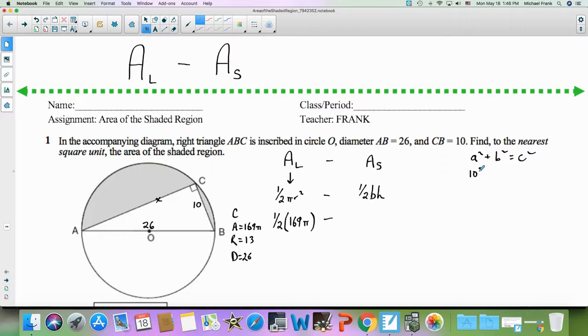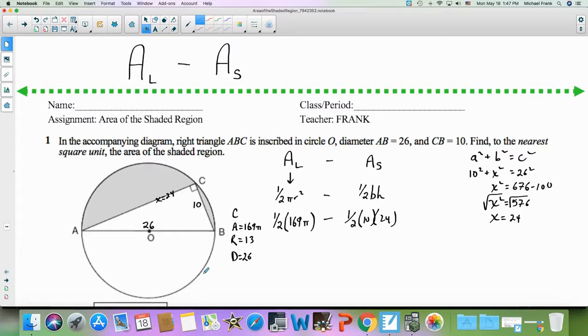One of my legs is going to be my a. I'm going to make the other leg my x, and it's going to be equal to 26 squared. So x squared plus 10 squared, which is 100, is equal to 676. I'm going to bring the 100 over to the other side and subtract. X squared is equal to 576, and taking the square root, x is going to be equal to 24. So this side is going to be 24. That means the area of my triangle is going to be 1/2 of 10 times 24.